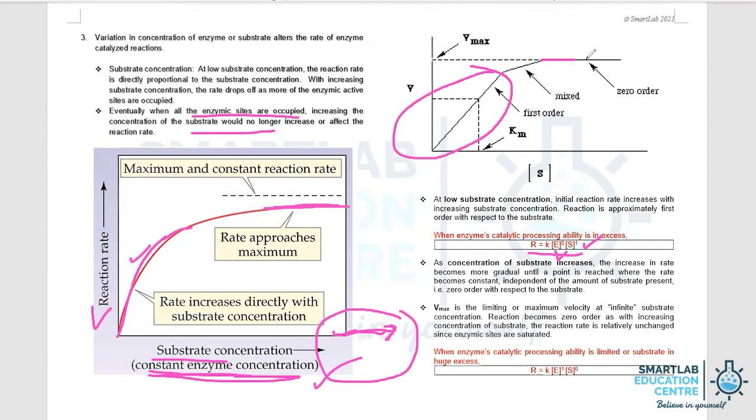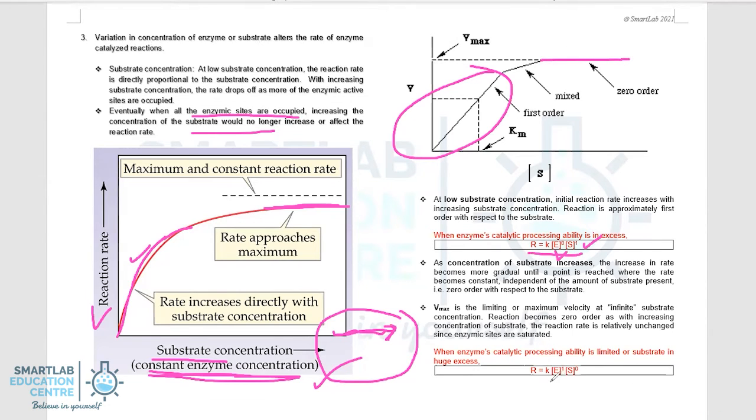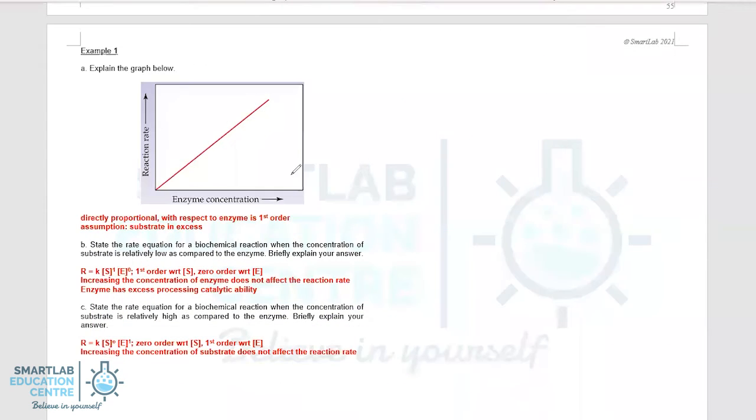However, when it actually reaches this line here, you will find that you will instead be first order with respect to the enzyme, because now you have plenty of substrate, but it is the concentration of enzyme that's limiting the rate of reaction. While in this case, no matter how you increase the concentration of the substrate, it does not affect the reaction rate. So this graph also further lends support to the argument that when you increase your enzyme concentration, the reaction rate increases. But obviously, there's one assumption to this. The assumption must be that the substrate must be in large excess.